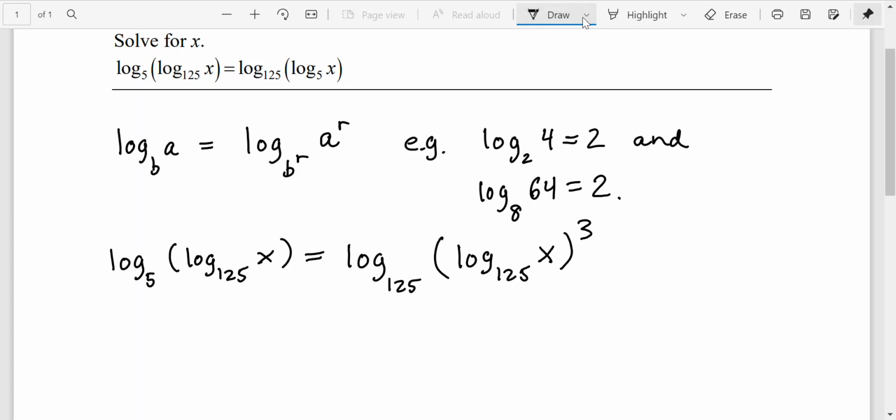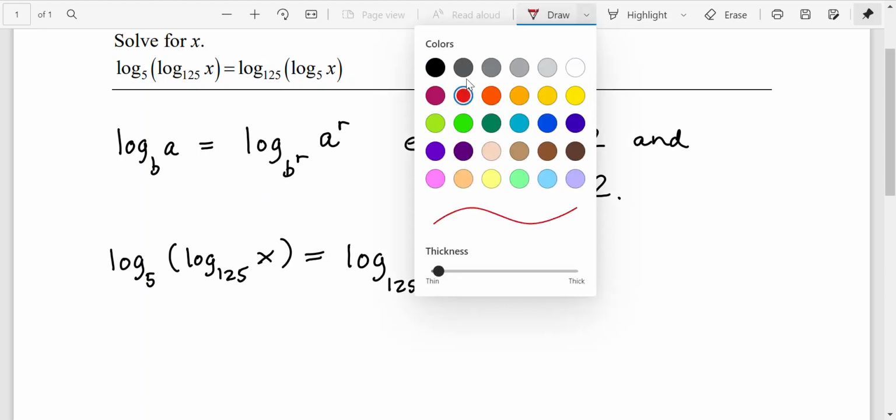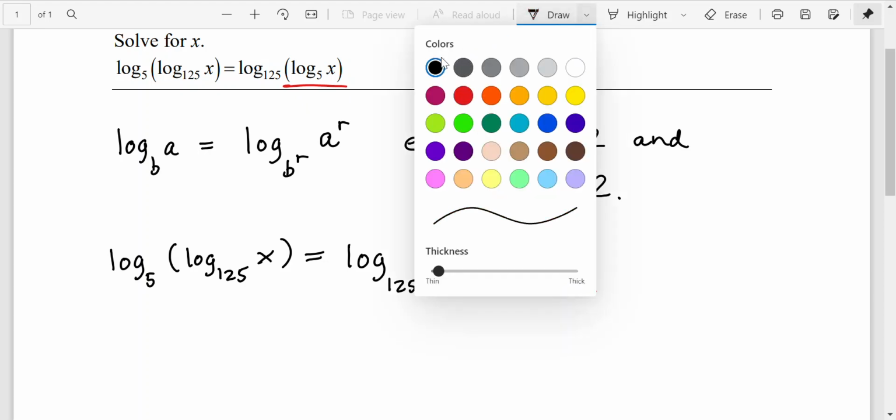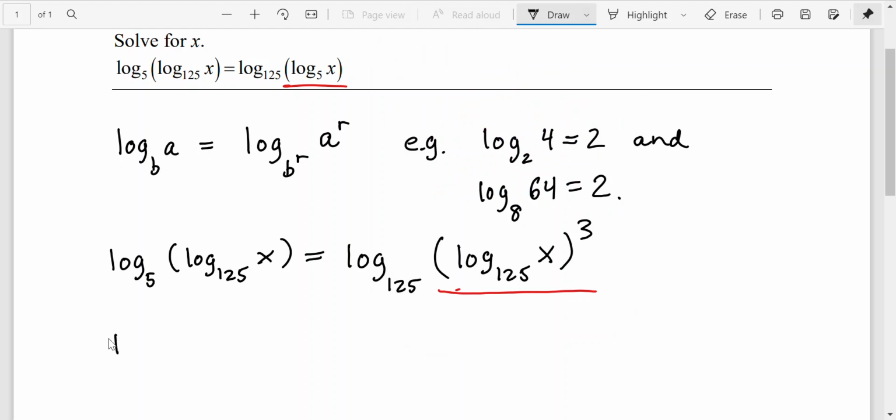And now if you compare that with the right-hand side, you'll see the right-hand side of the given equation is also a log base 125. So if these logarithms with the same base are to be equal, that would imply that their inputs that I'm underlining have to be equal. So we can reduce the given equation to the following.